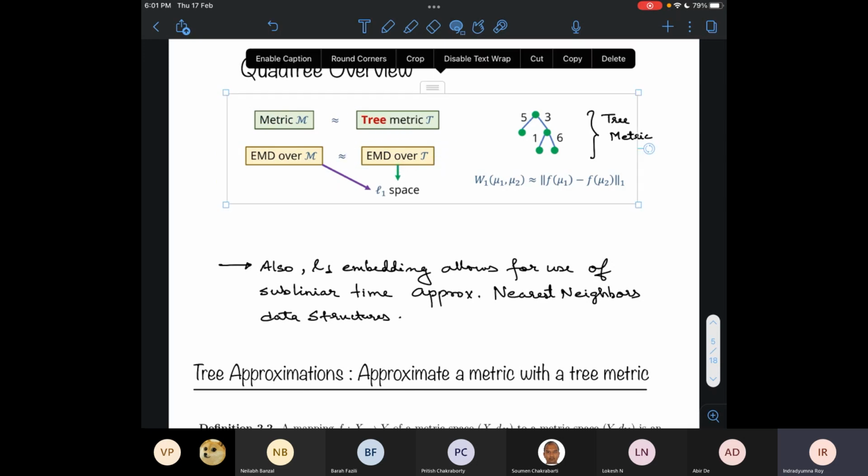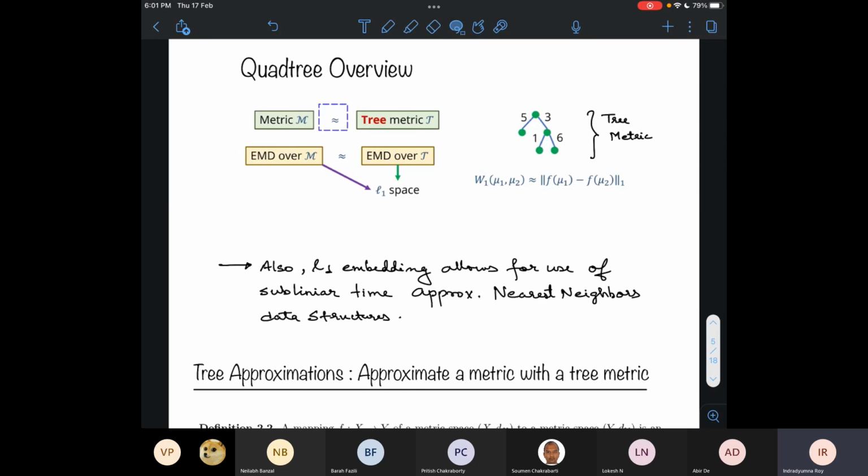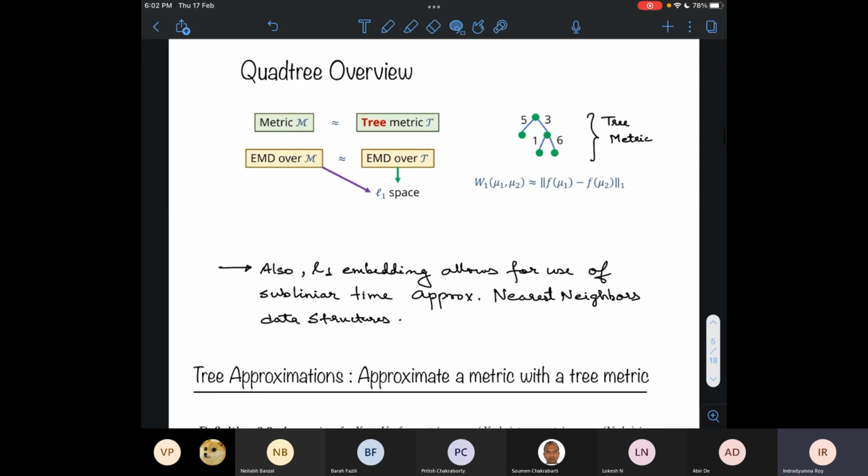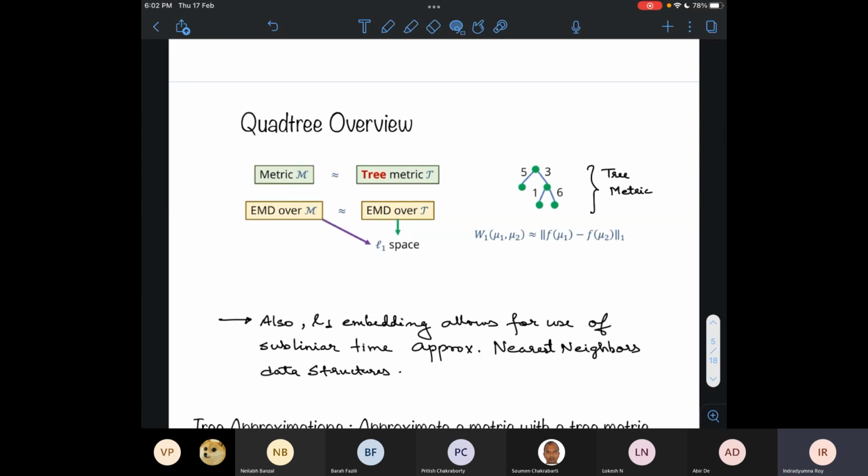So it's not a lossless conversion. There is some distortion that is happening. So we will discuss that, but it's sufficient to say that this can be made to become a pretty good approximation of the EMD. And now there's some follow-up work where this EMD over the tree metric can then be embedded into the L1 space, which makes things really fast. So we will discuss these things one at a time now. And also, there are well-known approximate nearest neighbor data structures in the L1 space. So that's an additional benefit that comes out of using quad tree.